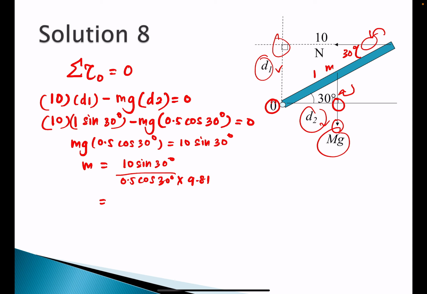Okay, let me check again. Divide by 0.5, cos 30, 9.81. Yeah, it will be around 1.18 kg.